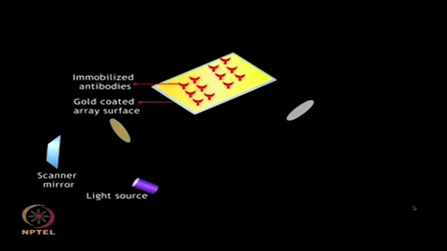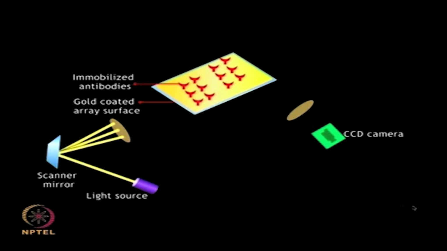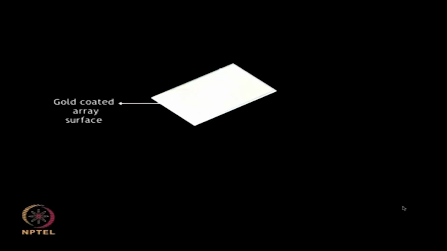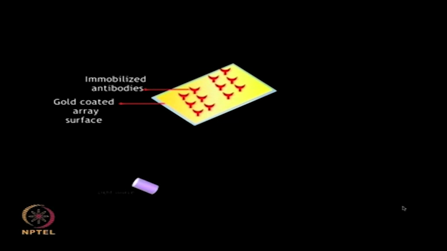A broad beam monochromatic polarized light originating from a suitable light source is used to illuminate the entire biochip surface with the help of mirrors placed at suitable angles that will reflect the light onto the surface. The reflected light from each spot on the array surface is captured by a CCD camera and used to generate the SPRi image.